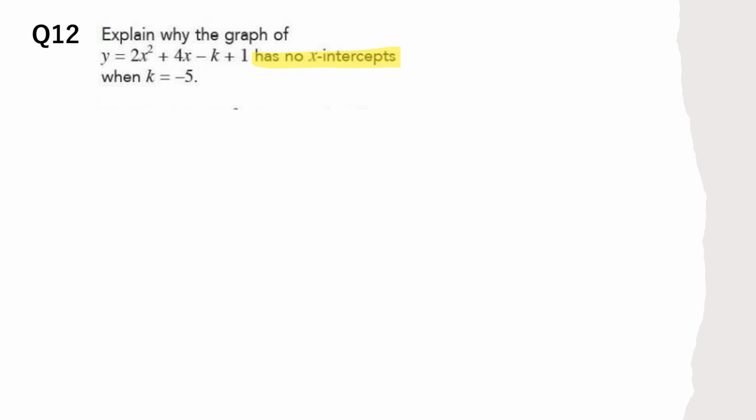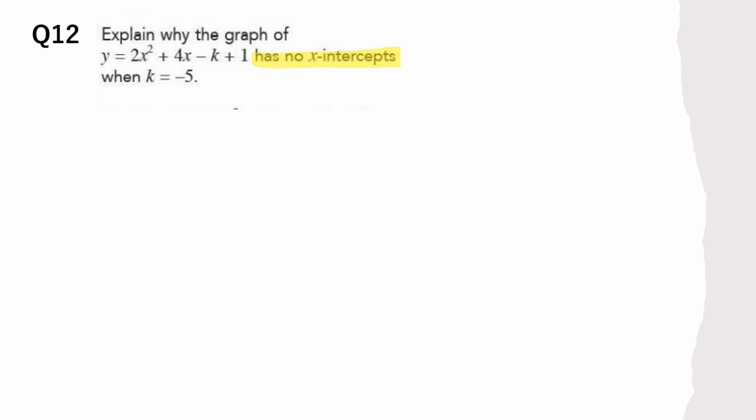Okay, let's look at question 12. Question 12 is relatively easy, because you just need to explain why the graph of y equals 2x squared plus 4x minus k plus 1 has no x-intercept when k equals negative 5. So you just need to ask yourself, what do you do with k equals negative 5?